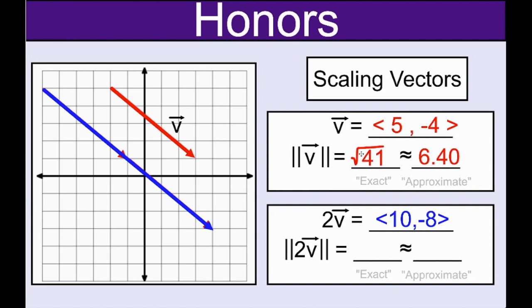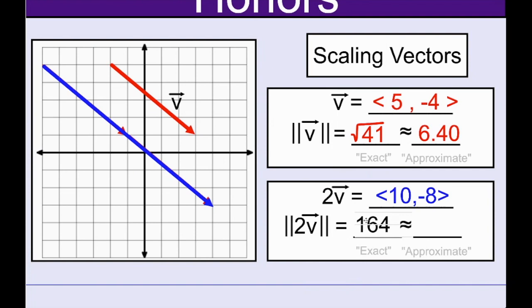So let's just go the old way. 10 squared is 100. Negative 8 squared is 64. So this is going to be not 164, but it's going to be the square root of 164. So let's go ahead and put that there. And let's make those blue just so that we can be clear.